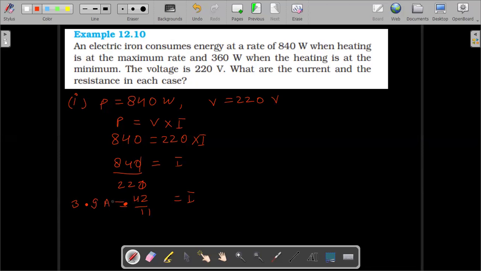For the second case, when the heating is at the minimum rate, its power is 360 watt. So I'll write here the formula of power again. Now the power is 360 watt. So I'll use the same formula to find the current. All of you use the same formula and see what is the value of current that you get.